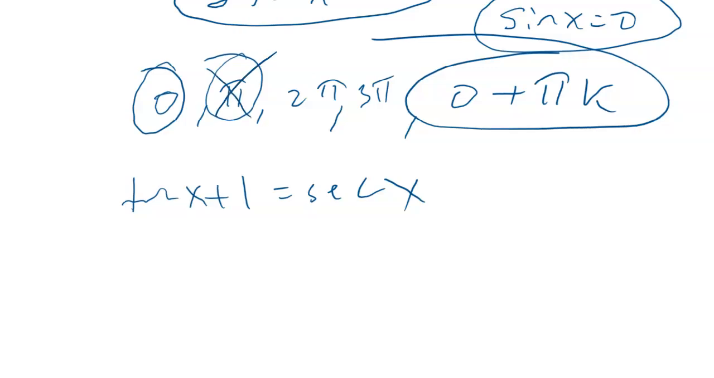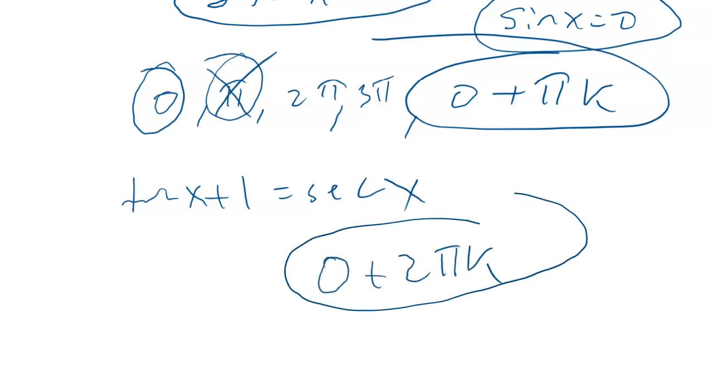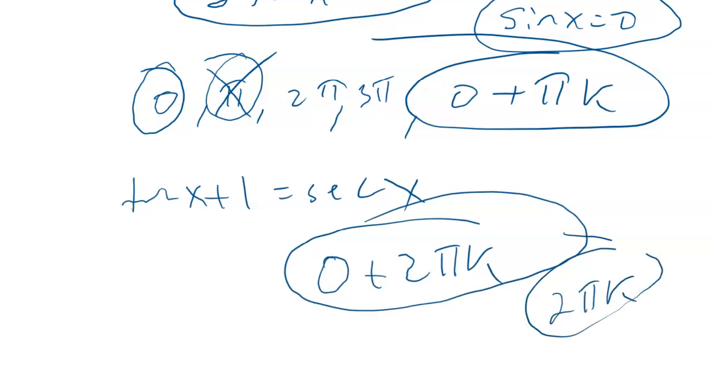So this doesn't work. Okay. So therefore, it has to be 0 plus 2 pi k, which is just 2 pi k. And that was okay. I'm going to say I missed 1 so far. All right, 12.